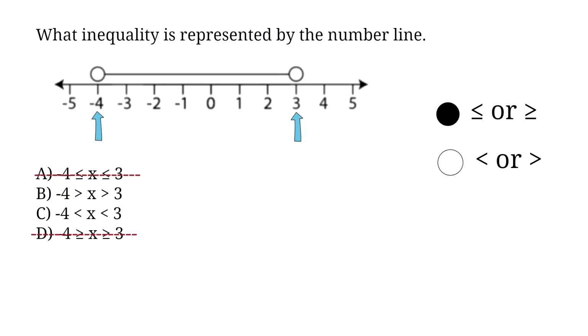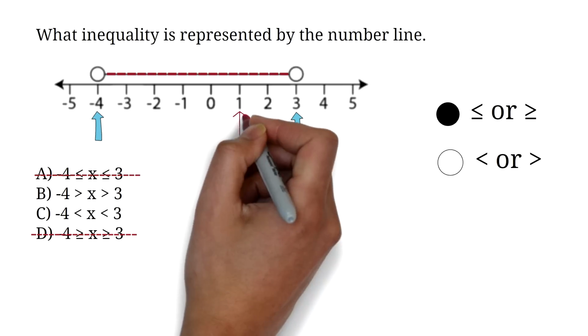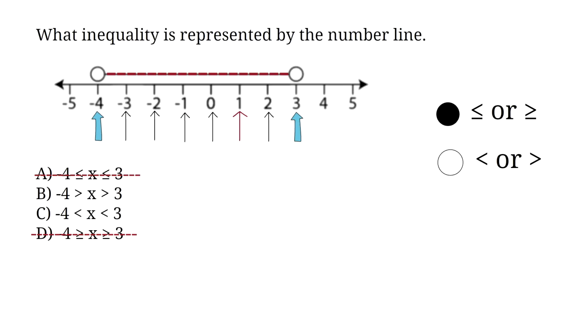Finally, we pick a number to represent our x. The number must fall on the line we are writing the inequality for. I will use 1. You can use any of these numbers. Check which answer choice will be true.